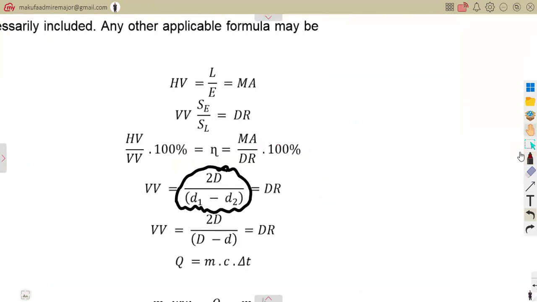All right, so the question was, what is the mechanical advantage there? The mechanical advantage can be calculated as the load over the effort.